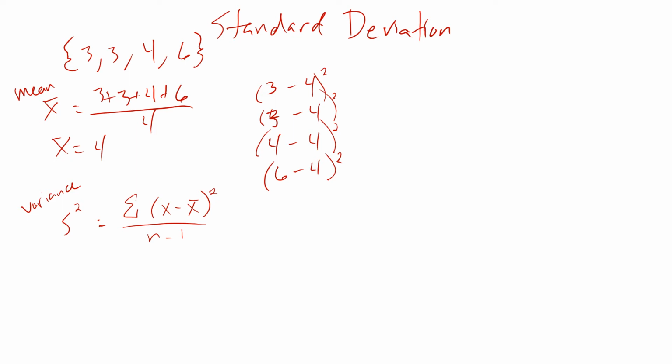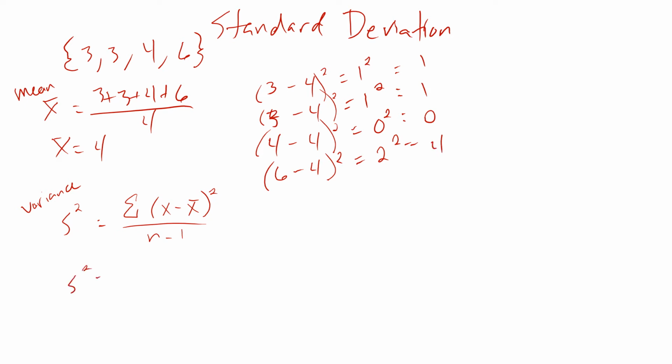But, so we subtract, so we're going to have 1 squared, 0 squared, 2 squared. You might be saying, wait, 3 minus 4 is negative 1. When we square it, it's going to be positive. It doesn't matter. So we're going to square each of those: 1, 1, 0, 4. We're going to add those together.